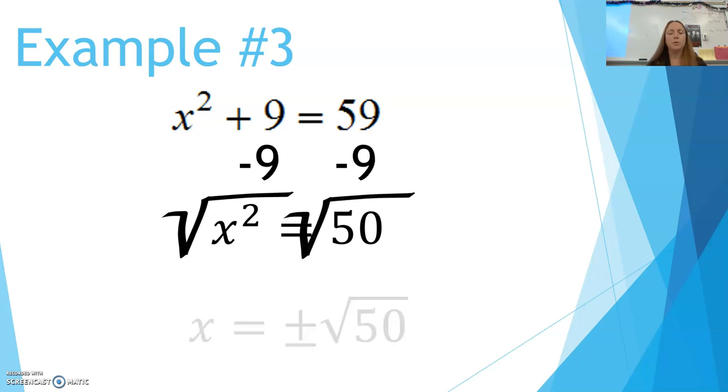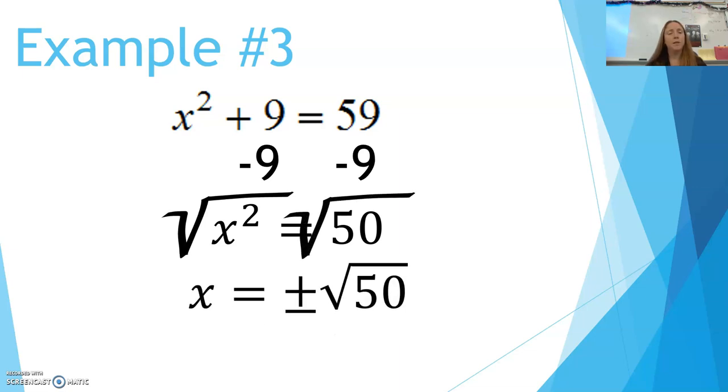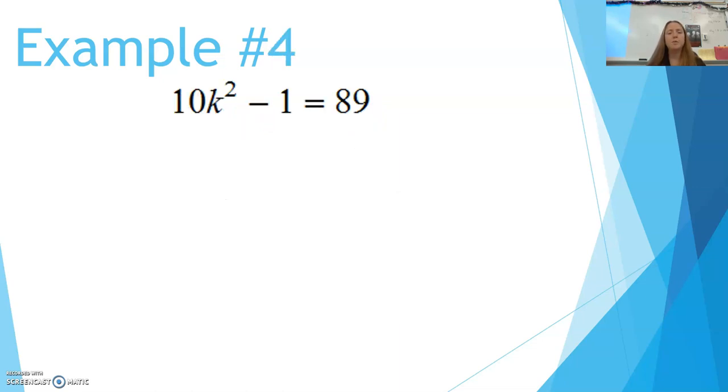Now, when you take the square root of 50, you do get a decimal. So for right now, for this lesson, all I want you to do is put plus or minus the square root of 50. When we get back in class, we're going to talk about how to simplify that further, because there are perfect squares in there. We're going to simplify some radicals, and it'll be a good time. So plus or minus the square root of 50, because when you take the square root of 50, it's a decimal. All right, a couple more.